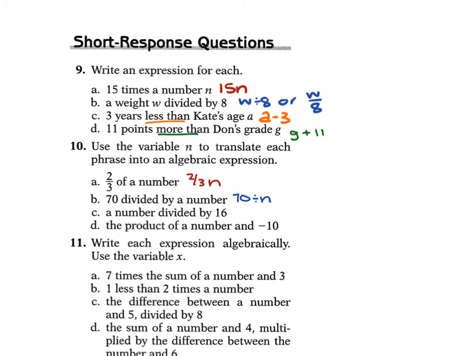Oops, let's try to change the color. N divided by 16. All right, and then for D, it says the product of a number and negative 10, so that's negative 10 times n, or n times negative 10.